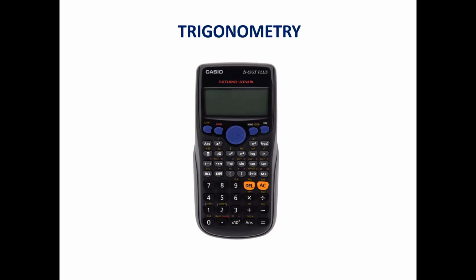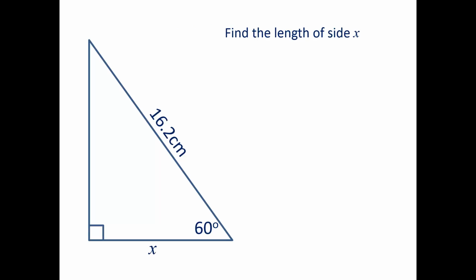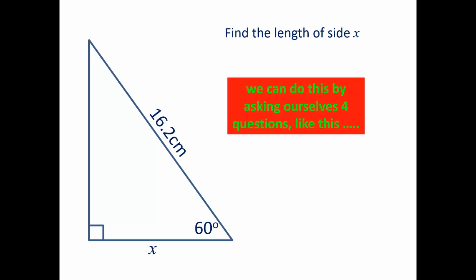Okay, so let's have a look at an example, but first of all, let's have a look at the calculator. Where's the buttons we need? There they are. So we're going to use sine, cos, or tan, and that's where they are on the calculator. So here we are. Find the length of side x. Now, we're going to solve this by asking ourselves, or doing, 4 things, and they all begin with W.